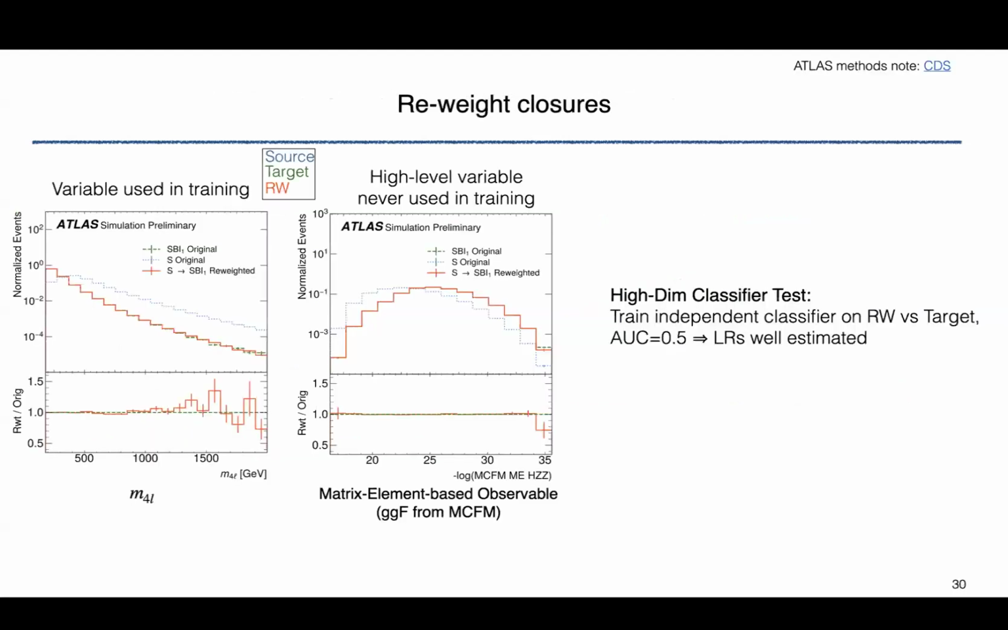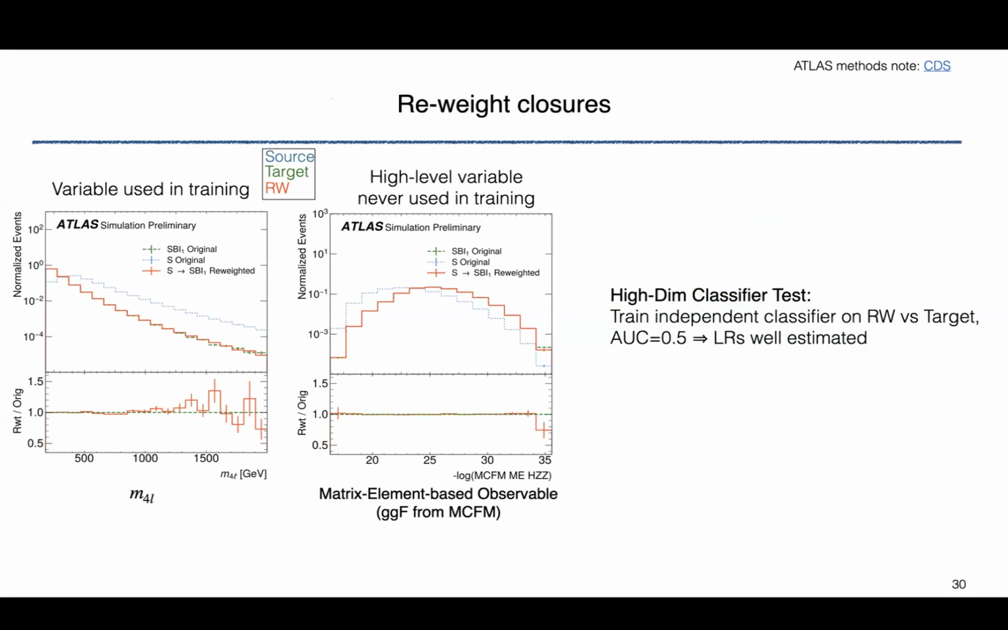And then, again, the reweighting is happening in high dimension. I can only look at it in one dimension, so I'm showing you a few one-dimensional plots. First is the mass of the four leptons, one of the most important variables. The source is going to be reweighted to look like the target, and the reweighted sample is in orange. And we see that the green and the orange agree quite nicely. This was used to train the network.